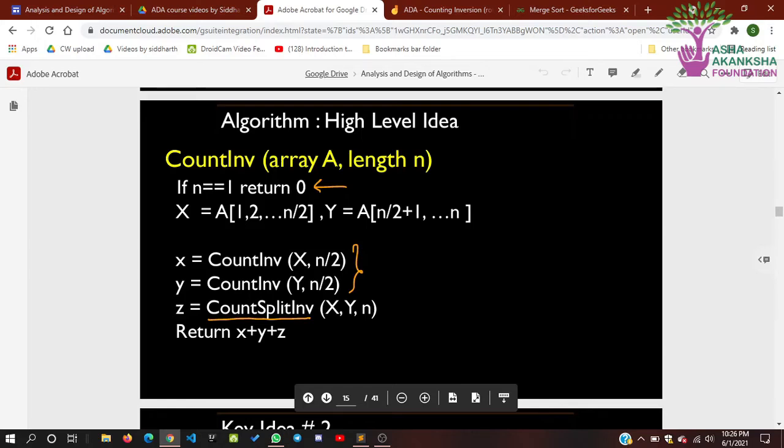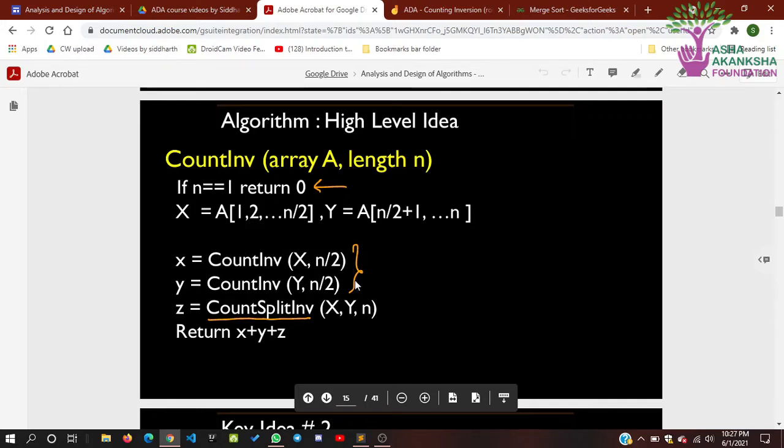We should get an array and a size, that is the size we are considering. If the size of the array is 1, then there is only one element, and in the case of one element there cannot be any inversion, and hence we return 0. And then we split the array A into two parts. X contains the subpart A from 1 to n/2, and Y contains the subpart of the array from n/2 + 1 to n.